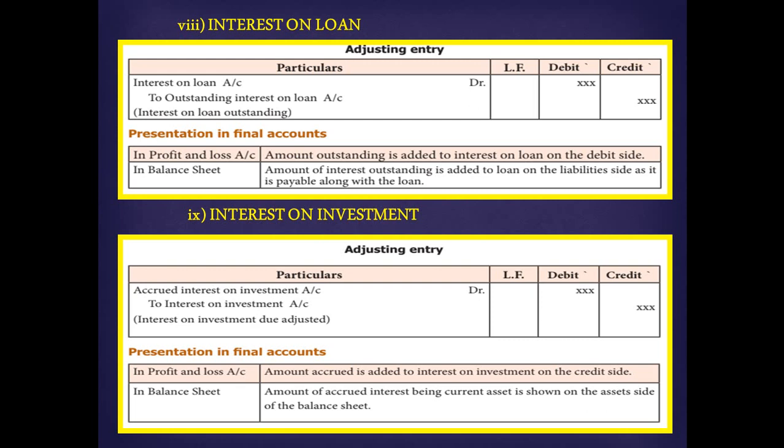Interest receivable on any investment in the form of shares, deposits and so on must be recorded in an accrued interest account, and the adjustment entry for this is accrued interest on investment account debit to interest on investment. In the P&L account, the amount accrued is added to interest on investment on the credit side, and in the balance sheet, the amount of accrued interest, being a current asset, is shown on the asset side of the balance sheet.